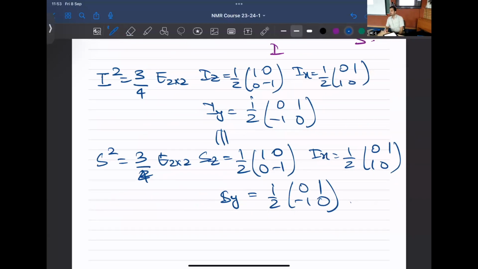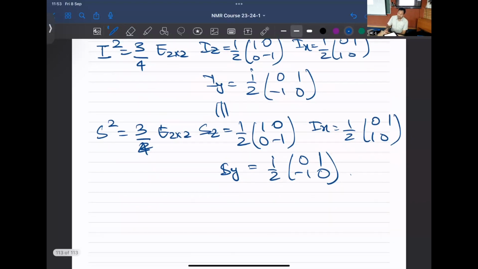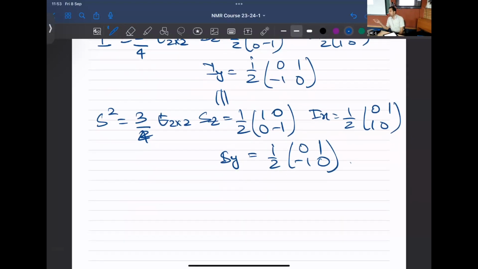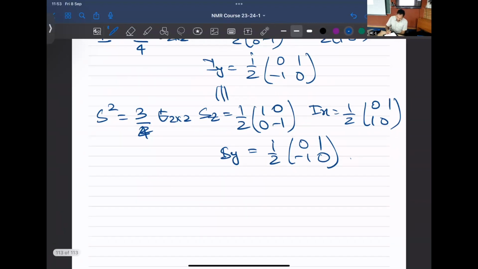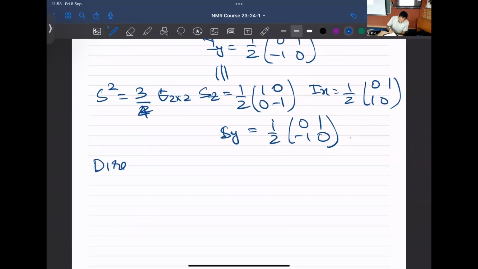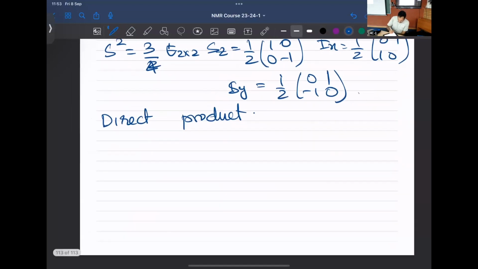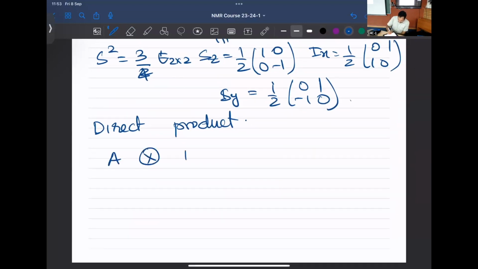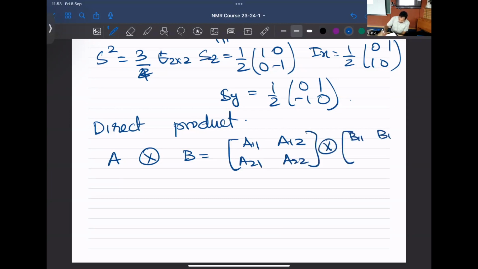Okay. Now we will see how this 2x2 matrix expands to a 4x4. This is done by something called a direct product. What's a direct product? Let me give an example. Let's say you have an A matrix and a B matrix, where the A matrix is given as a 2x2, and the B matrix is also given by a 2x2.